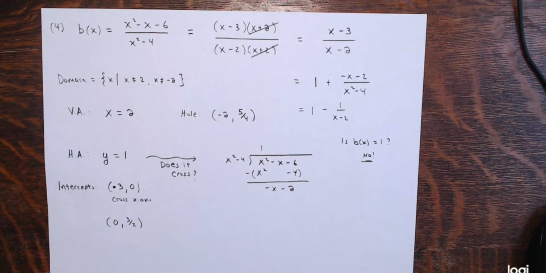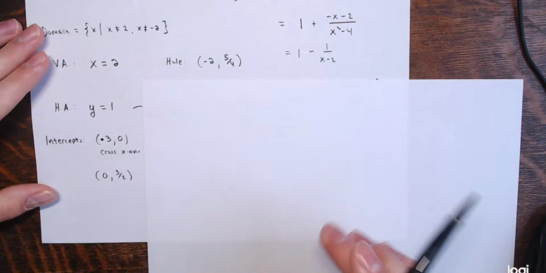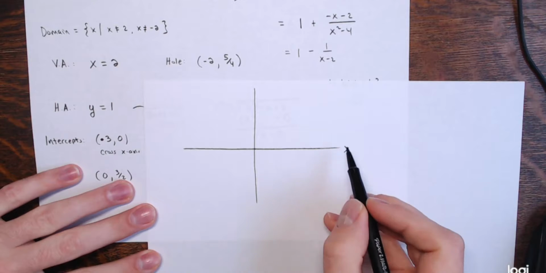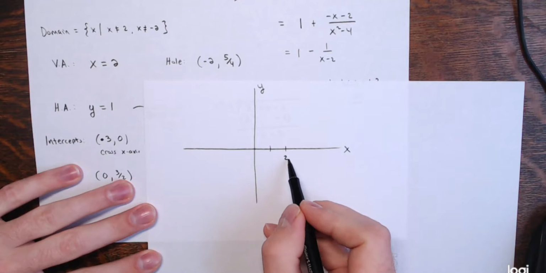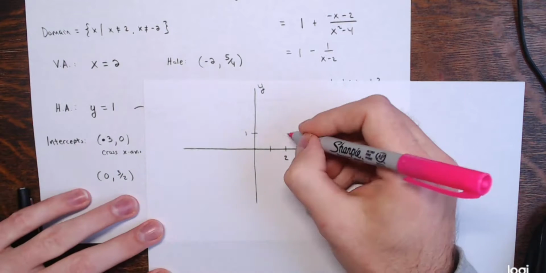Now I have, I think, pretty much everything I need. I might have to plot some other points, but we'll see. So y-axis, x-axis, x equals 2, y equals 1 are the asymptotes.